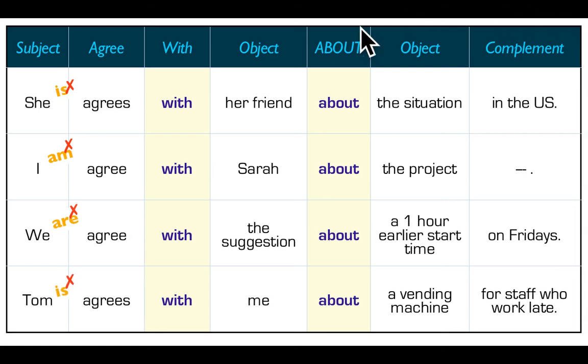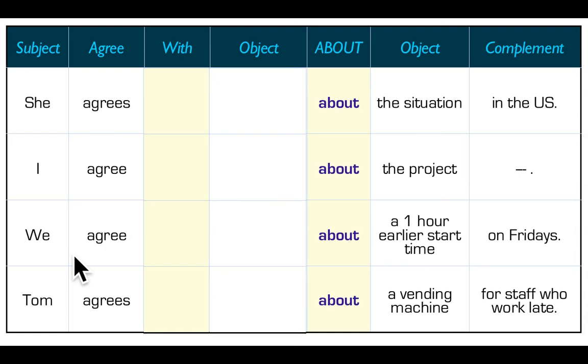Remember, don't use the verb be here. I can't reiterate that enough because it's a very common mistake. If you want to drop the who you're talking about, drop the with and the object and just say the rest of the sentence directly. She agrees about the situation in the US. I agree about the project, etc.